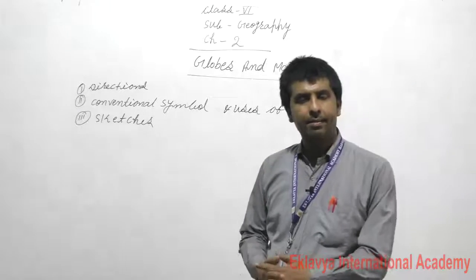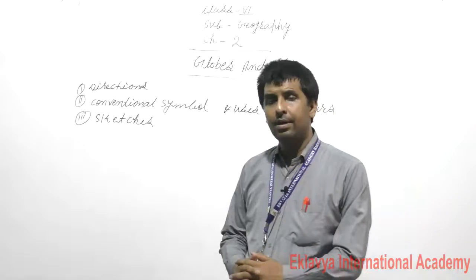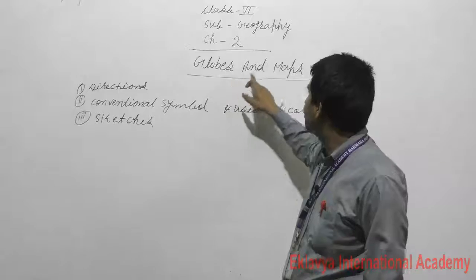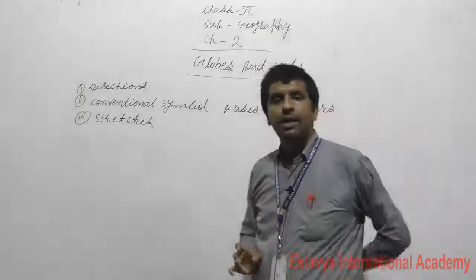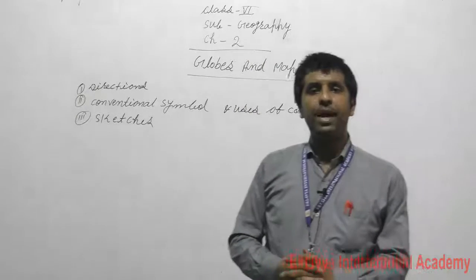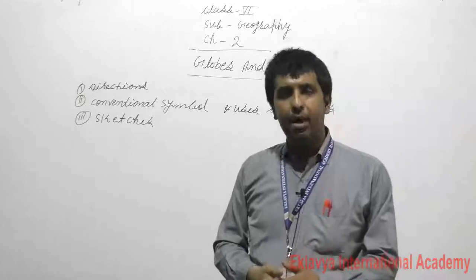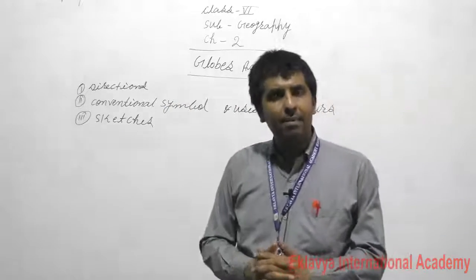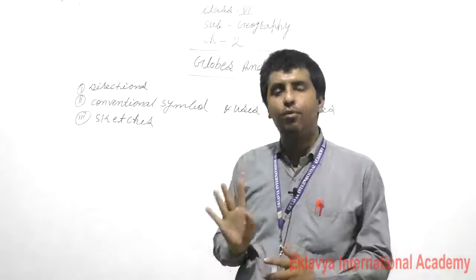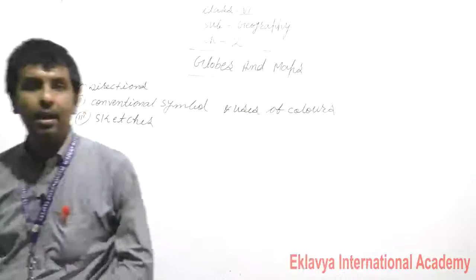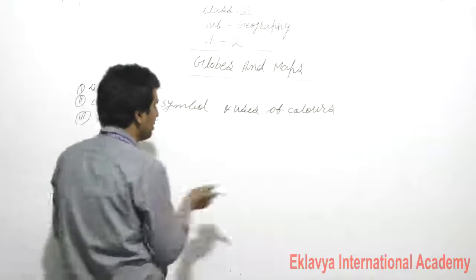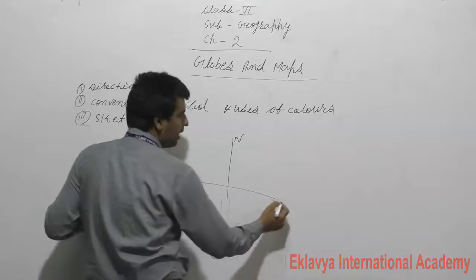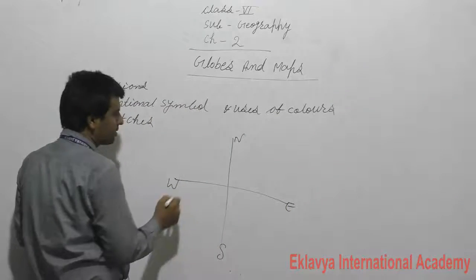Once again, I have come here to teach chapter number 2 in geography, Globes and Maps, class 6. Dear students, in previous classes I described directions. There are 4 types of directions: first north, here south, here east, and here west.